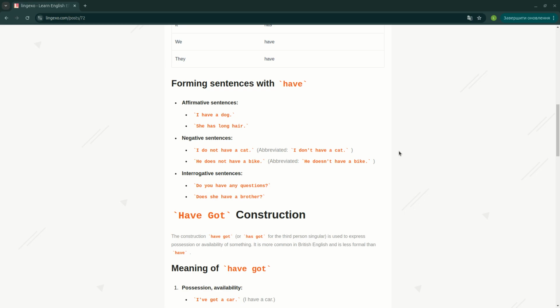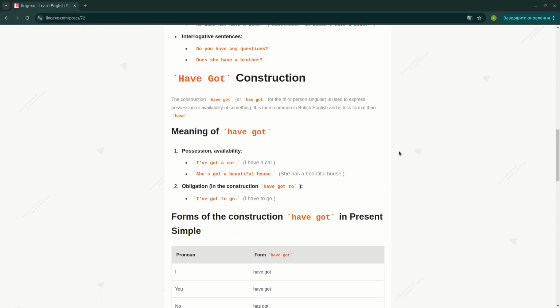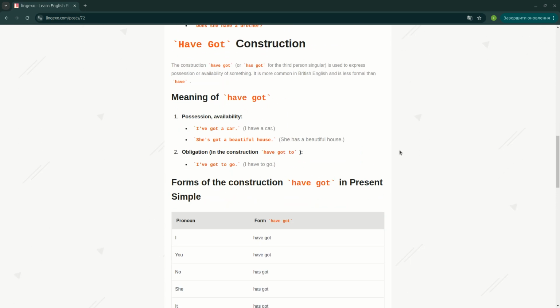Interrogative sentences. Do you have any questions? Does she have a brother? Now let's talk about have got. Have got is very common in British English and sounds more conversational. It usually focuses on possession or availability.